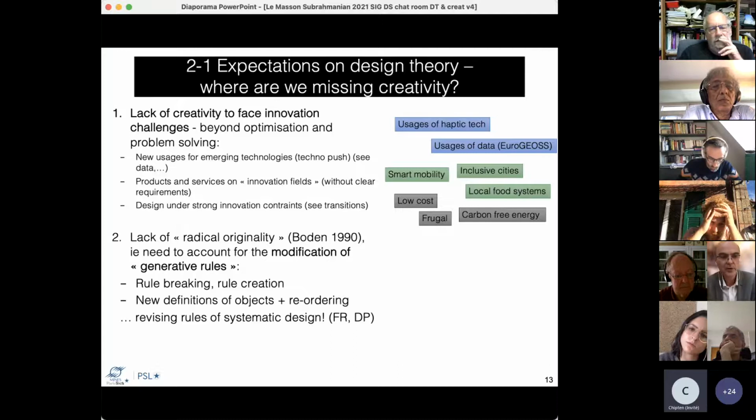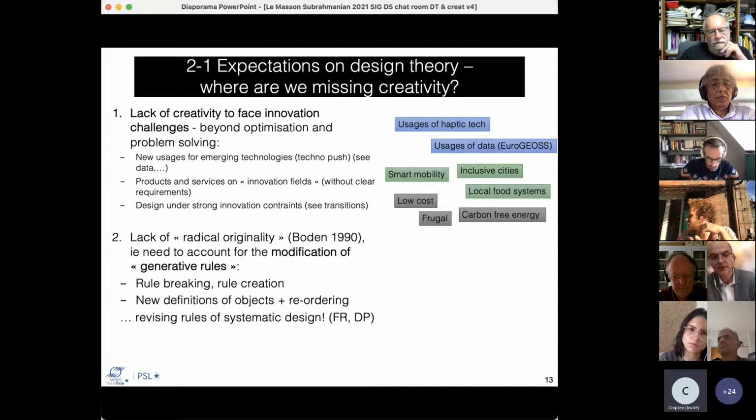Second diagnosis, second expectation on design theory: we should be able to have a design theory that accounts for so-called radical originality, which means the modification, the transformation of the generative rules, following Boden 1990. And the design theory should account for rule breaking, rule creation, definition of new objects, and if new definition of new objects, reordering of knowledge. So something that is extraordinarily complex and not really addressed by the available design theory at that time.